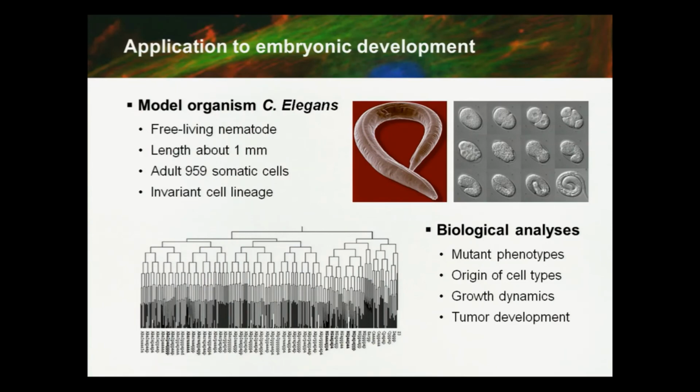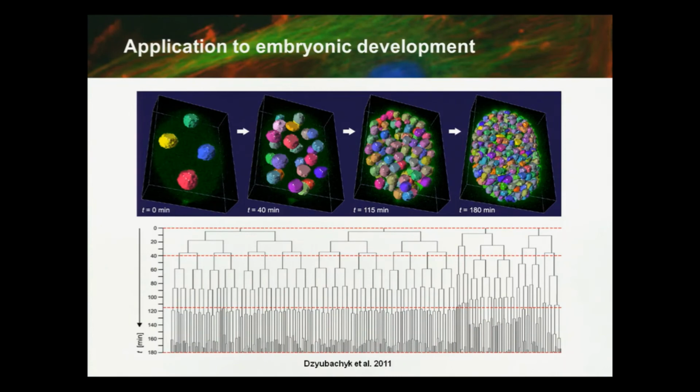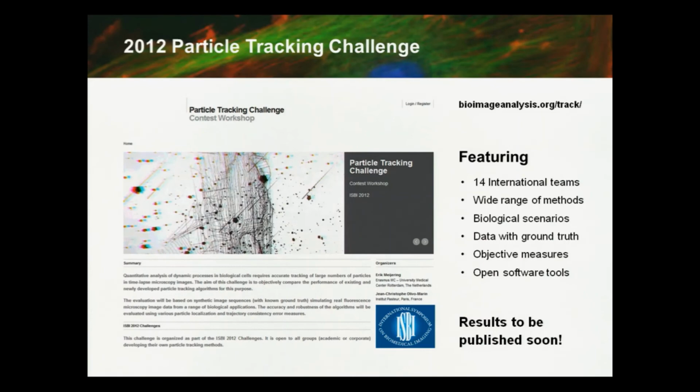Actually, we're still working on this. We got to some point, to about 180 minutes, which is just before the last division cycle. So we're not able to go all the way up to the full adult organism, 959 cells, because it becomes really, really messy, this data. It's still a big challenge to build better algorithms for this. So that's what I wanted to say about method development in registration and in tracking.